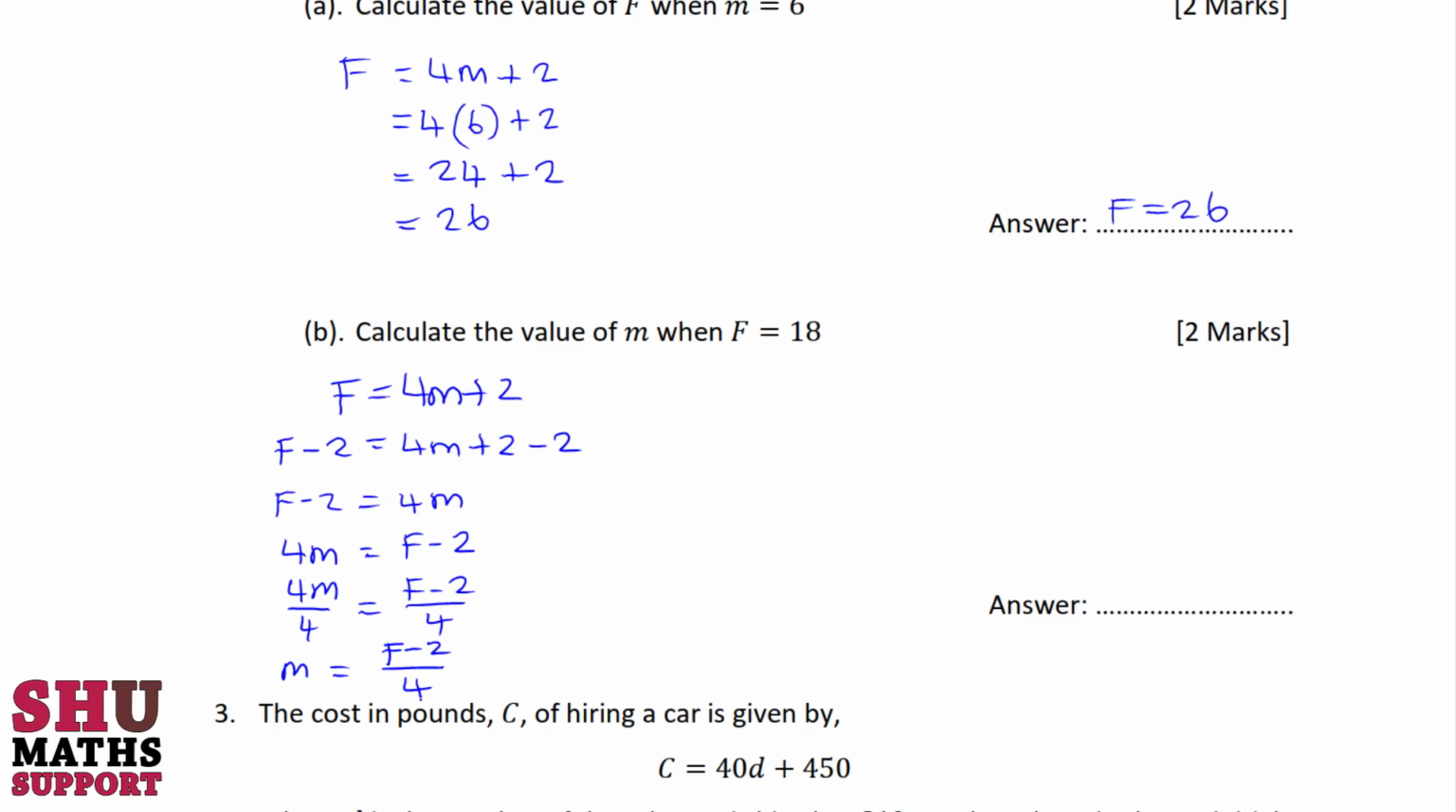So now we have an equation for m. And then we can substitute the value of f, which is 18, into our equation for m. So we have m is equal to f minus 2 over 4.